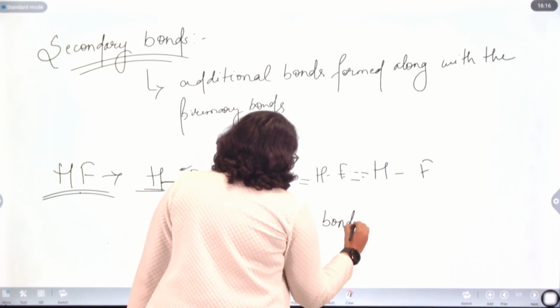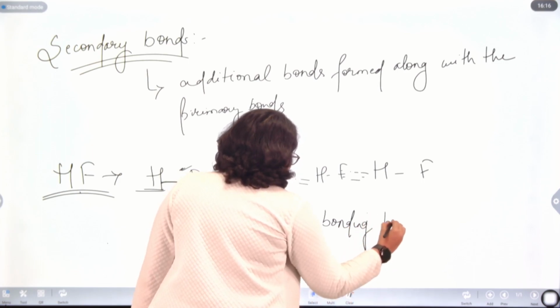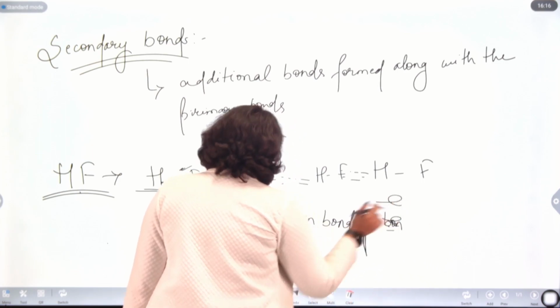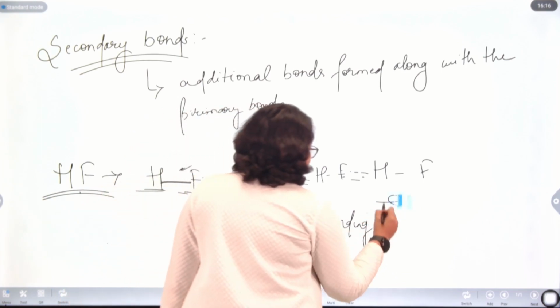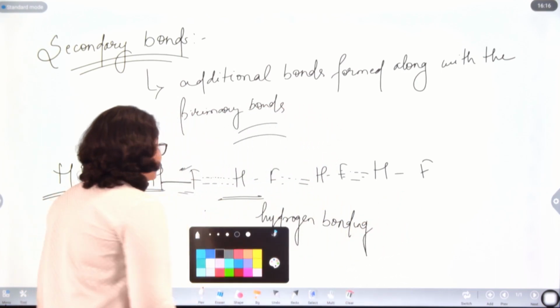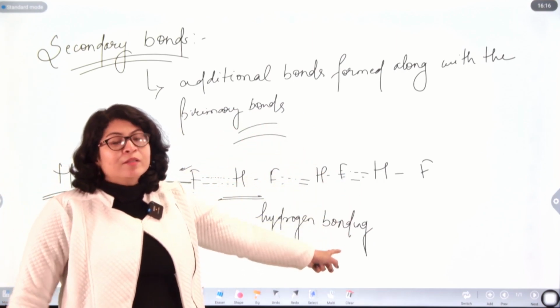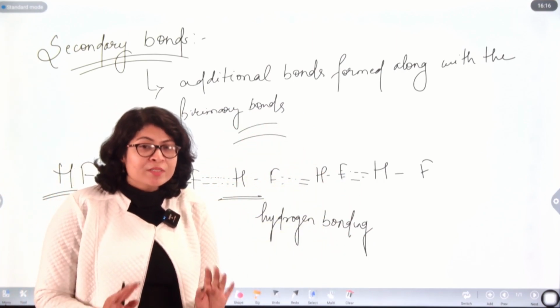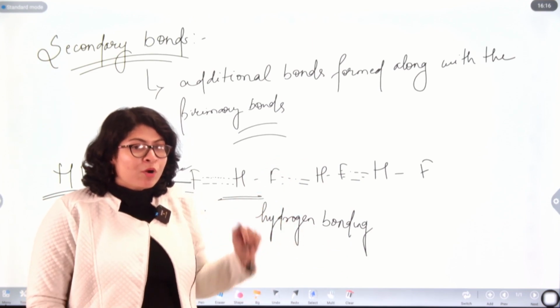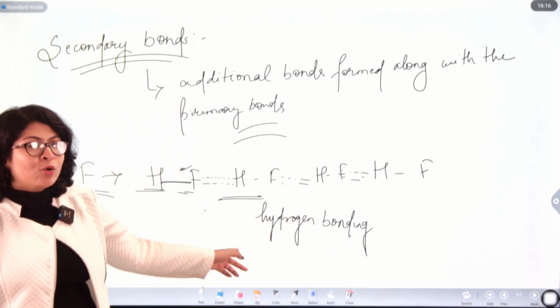This is our secondary interaction. Along with a primary interaction, another very weak bond is developed, that is called a secondary bond. One type of secondary bond is hydrogen bond.